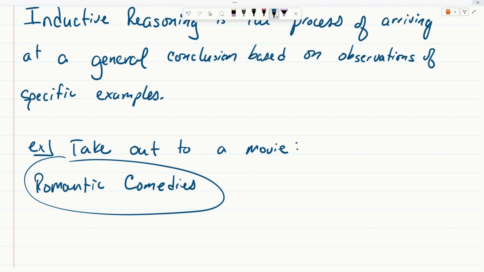So what I'm trying to say here is, because this person liked these movies, maybe you would suggest that a great movie to go watch would be When Harry Met Sally, because that is another romantic comedy. So that's an example of inductive reasoning: the observations where you asked your friend what kind of movies they like, and then you came to a conclusion based on the movie itself.